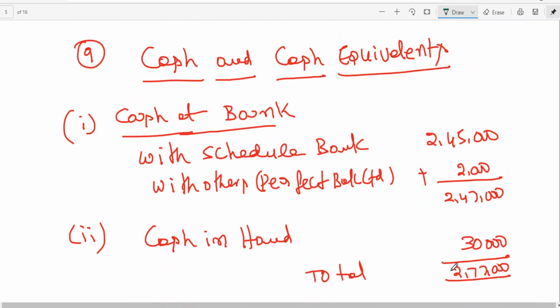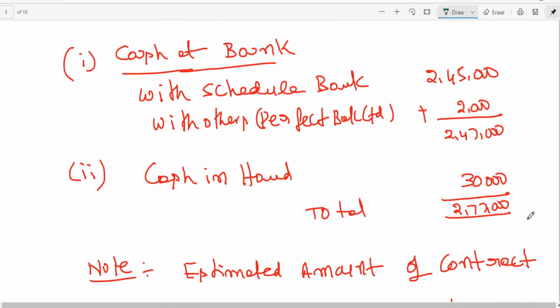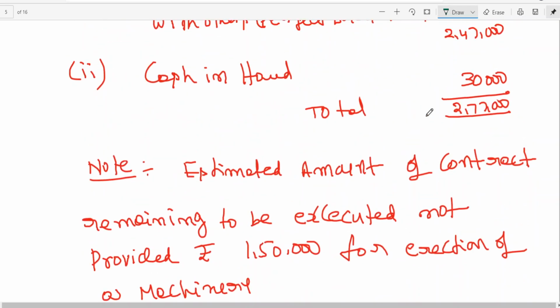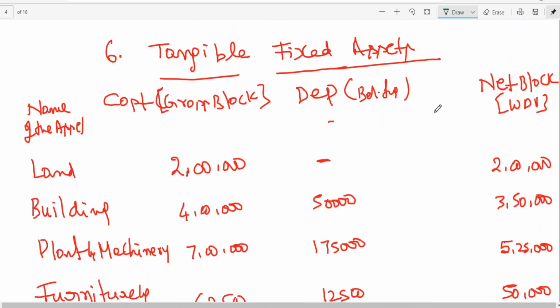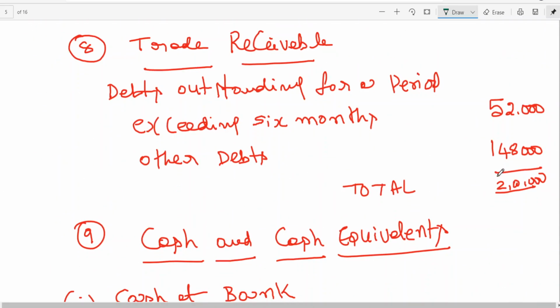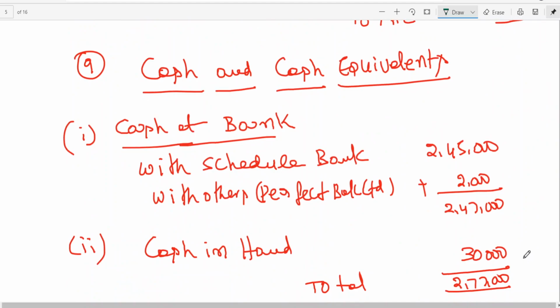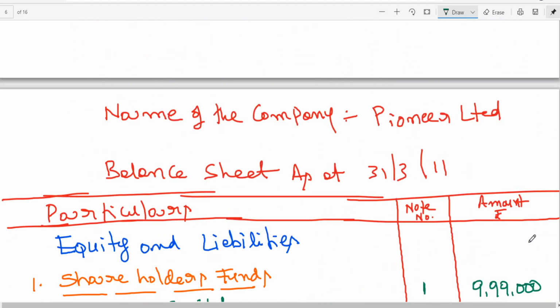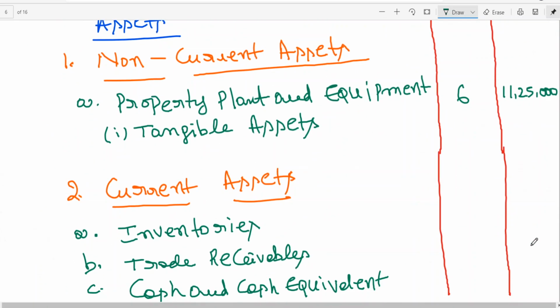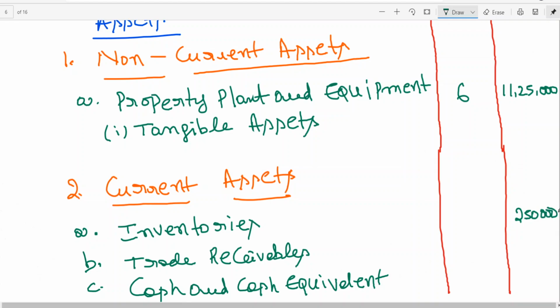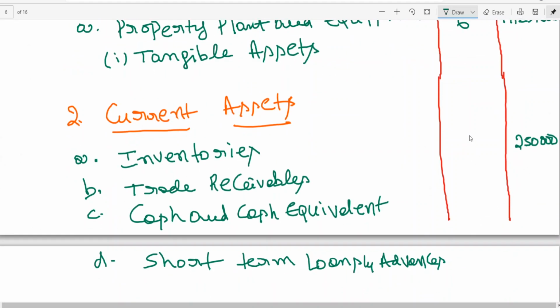I'll do one thing. If you want, you can have one more short term loans and advances. Since if it is only one item, you can ignore it. I think we can see the items. We should start with 7. Note number 7, 2 lakh 50, 2 lakhs 8, 2 lakh 77,000. This is to be written here. So current assets inventories 2 lakh 50,000. Trade receivable. This is note number 7. This is note number 8.